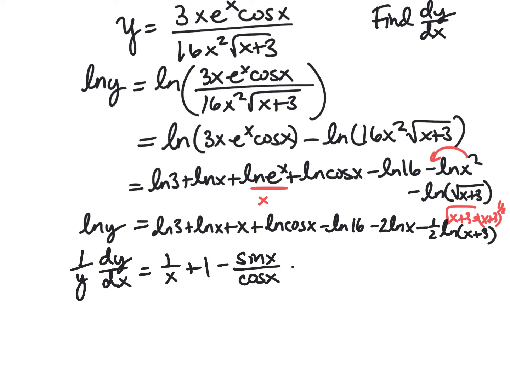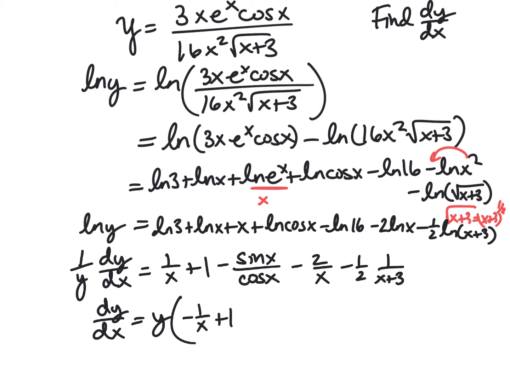That's 0, minus 2 over x, and then finally minus 1/2 times 1 over x plus 3 times the derivative of x plus 3, which is 1. And so just 1 over x plus 3 from the chain rule there. If I want to solve for dy dx, I'll just multiply over by y and gather some like terms here. So it's really like negative 1 over x plus 1. That's tangent, sine over cosine, and minus 1 over 2x plus 6, multiplying through that too.